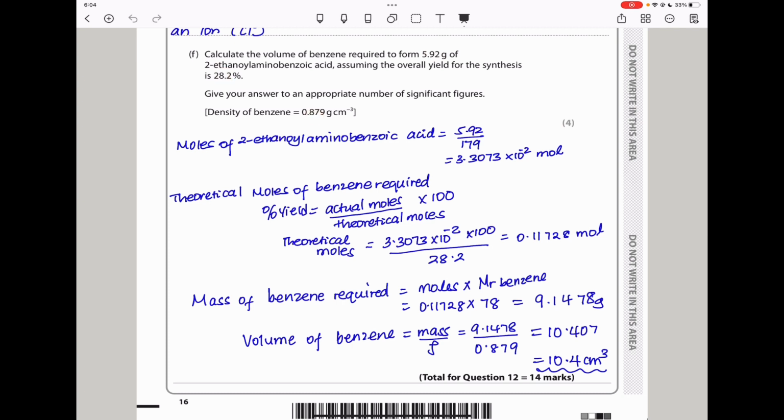They are all using 3 significant figures, so stick with that. I say 10.4 centimeters cubed. That is again 3 significant figures. So this brings me to the end of question 12. Let's continue to question 13.